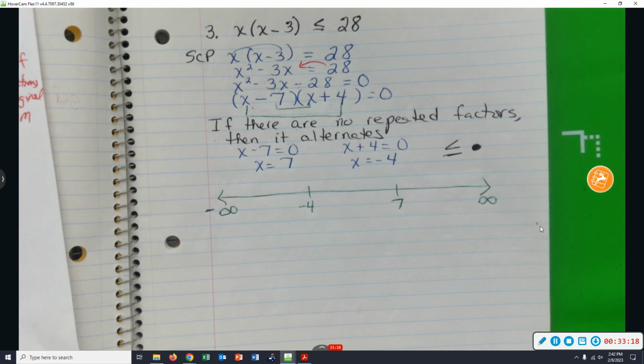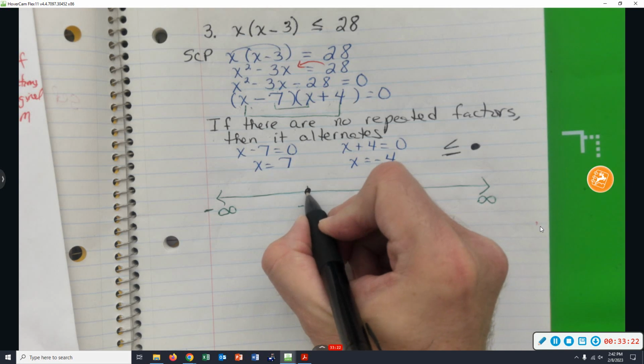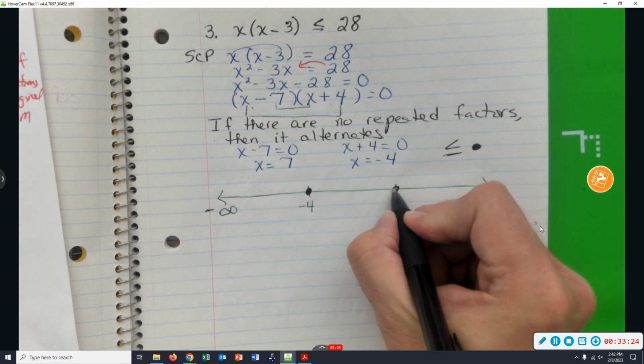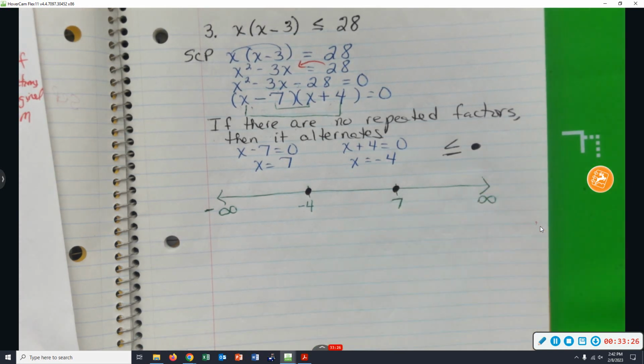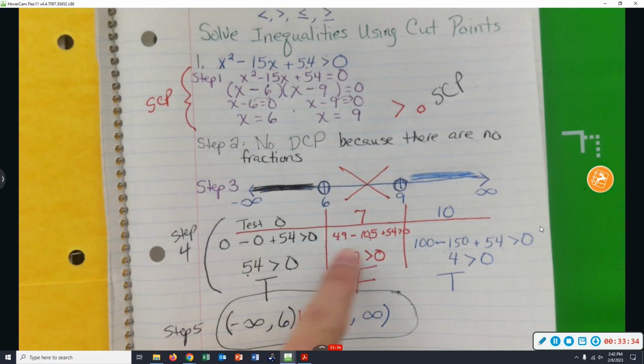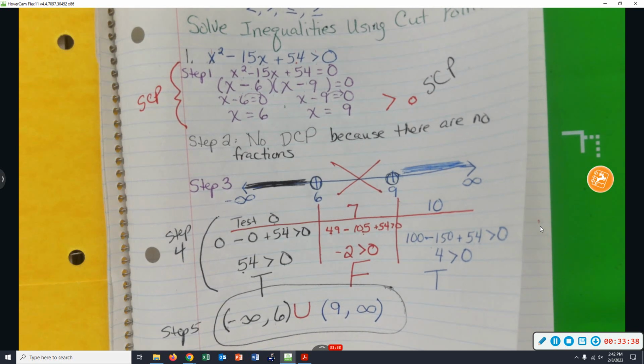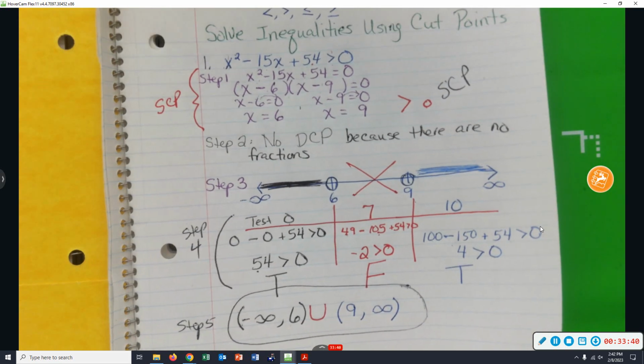And what did we say? Closed circles on those? Let me see if I can draw a closed circle. There. Now, instead of doing what I did on the previous one, where I chose a number from every interval, I'm only going to choose one number in one interval to test.